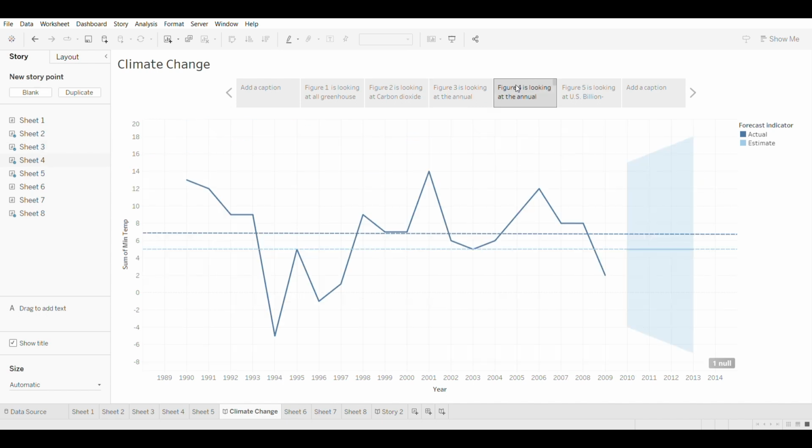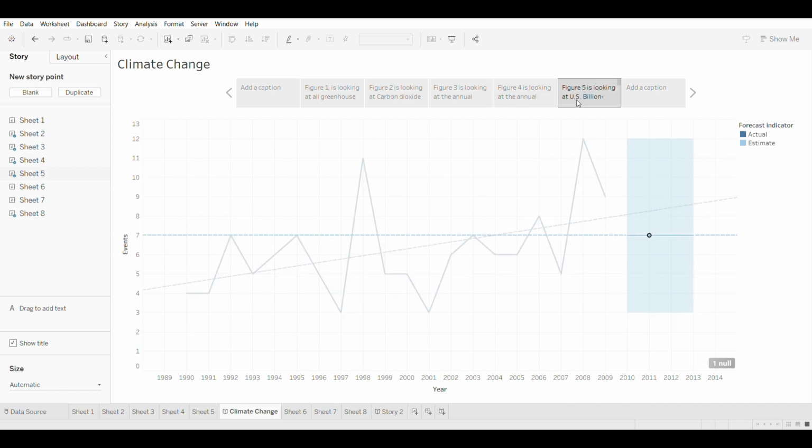Figure 4 is looking at the annual minimum temperature in Baltimore using the linear trend line as well. And the forecasted amount for the year 2011 is going to be 5.